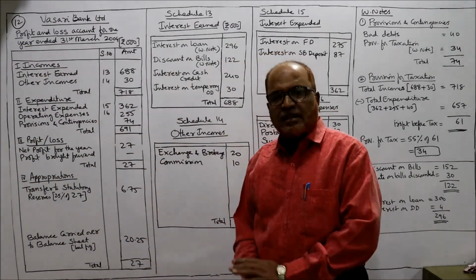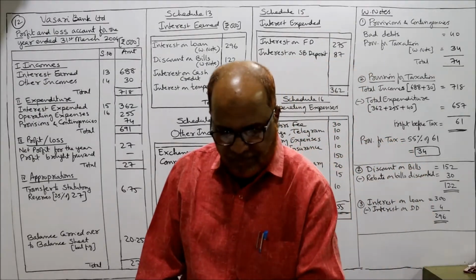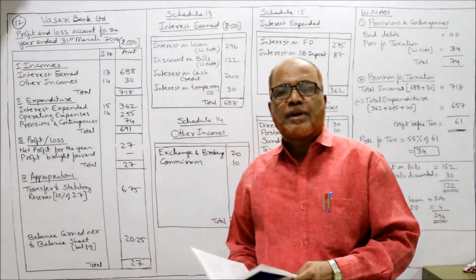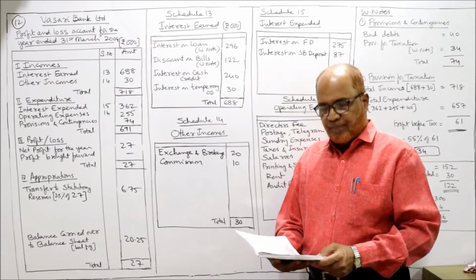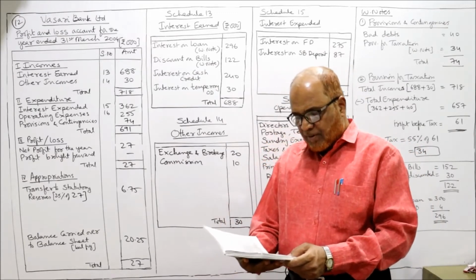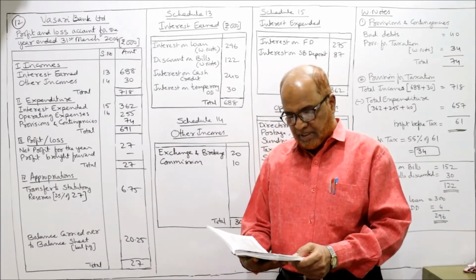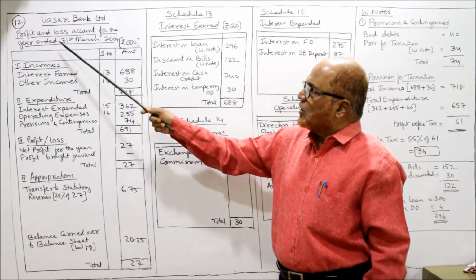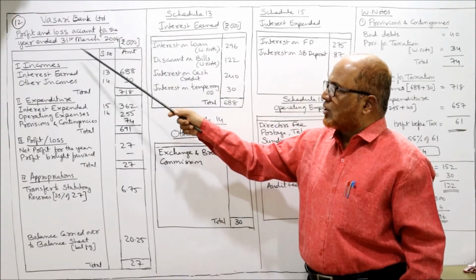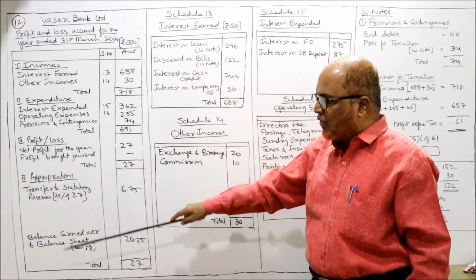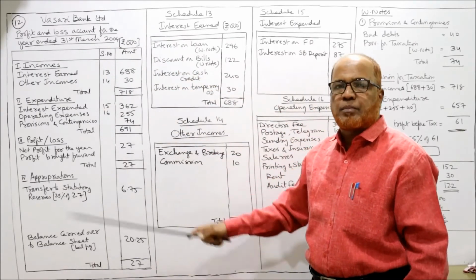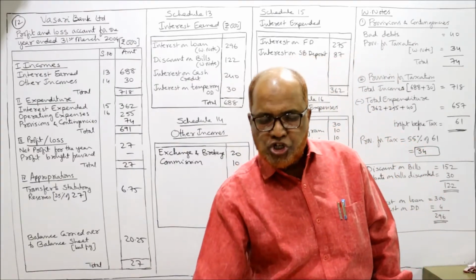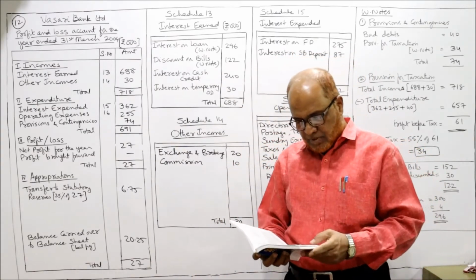Come on students, now we'll start the next problem, that is problem number 12. So 11 problems so far we have completed. 12th problem you can see. From the following information, prepare the profit and loss account of Vasari Bank Limited for the year ended 31st March 2004. I have prepared the complete format as usual, just like the previous one. And I have prepared the schedules too. Now we'll see the items.